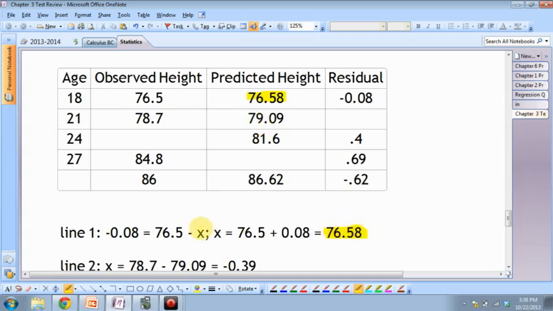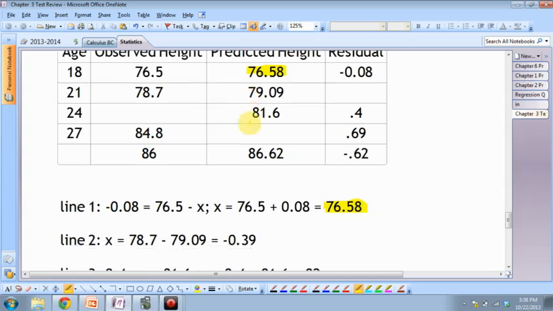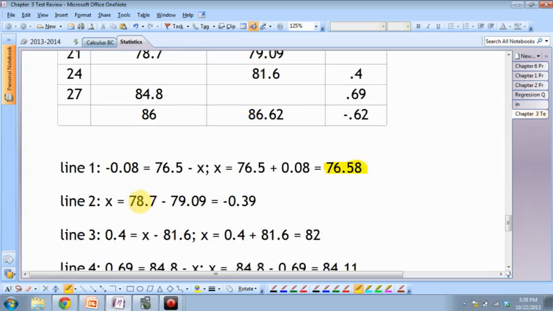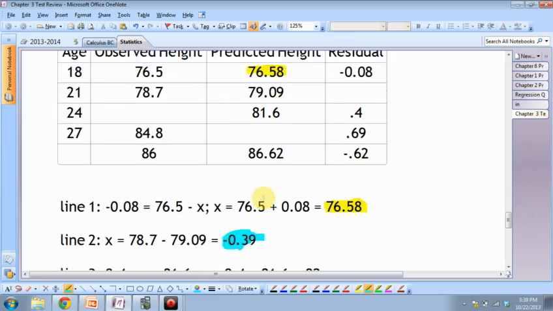Okay. Same thing's true here. The unknown residual value is equal to 78.7 minus 79.9, which is negative 0.034. I'll take that value, copy it, and we'll put it here. And that's where that comes from.